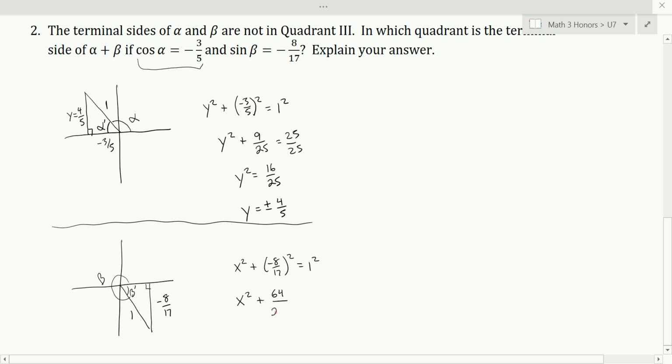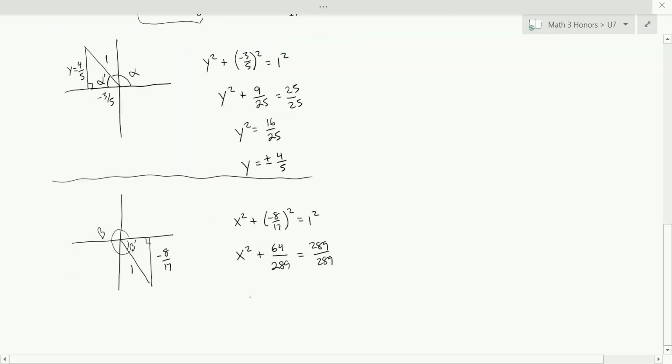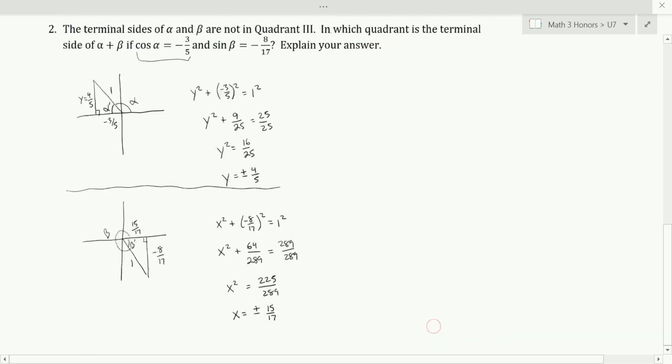17 squared is 289. Equals 289/289. Subtract 64 from 289, get 225. You take the square root, you get positive and negative 15/17. And because we're in quadrant 4, our x value is going to be positive 15/17. Okay, so that's our setup.